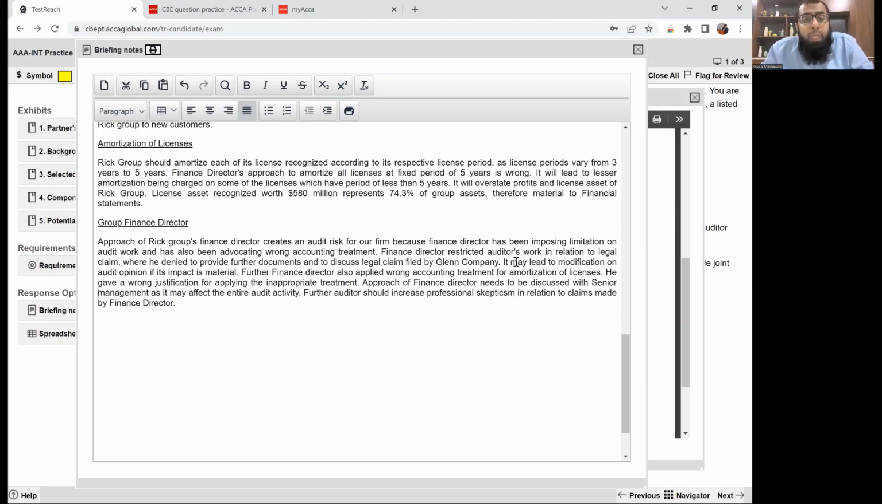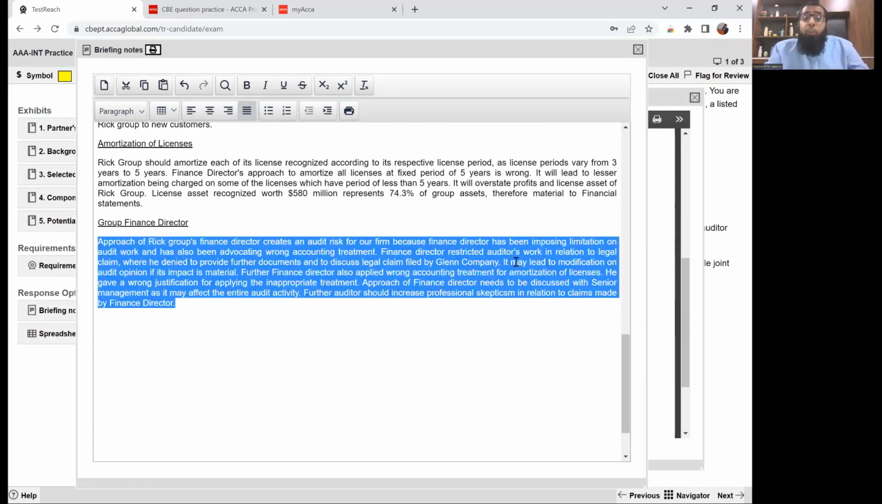So we have referred to the approach of the finance director points also, but specifically we wrote a risk that the finance director itself increases the audit risk. The approach of the group's finance director creates an audit risk for our firm, because the finance director has been imposing limitation on audit work. He has been restricting us and has also been advocating wrong treatment. The finance director restricted auditor work in relation to the legal claim, where he denied to provide further documents and to discuss the legal claim filed by the client company.